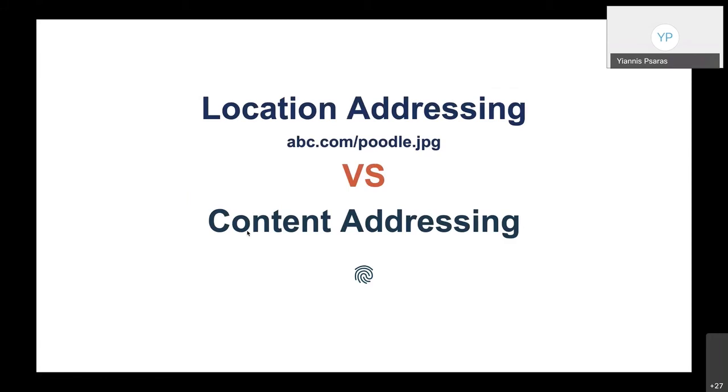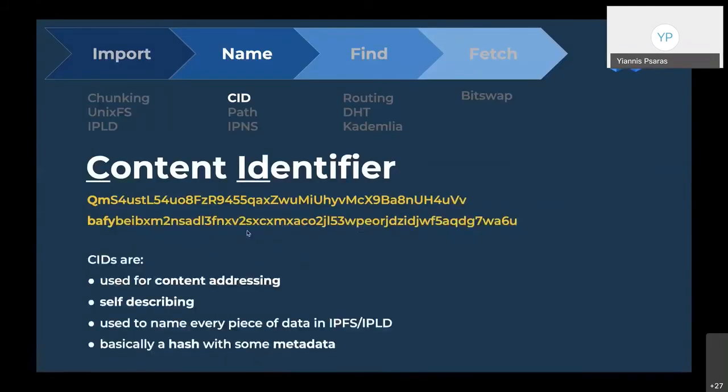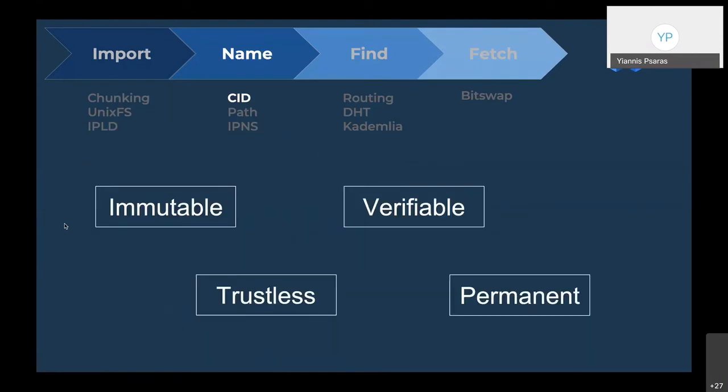And this makes the whole thing much more efficient. So we want to go from location-based addressing to content-based addressing, and to do that, there is the content identifier, or the CID, which I'm going to cover relatively briefly. It looks something like that. These are two different versions of a CID. They are self-describing, and basically they are hashes with a bunch of metadata. They are immutable, so they come as a hash digest of some content. Therefore, this cannot change.